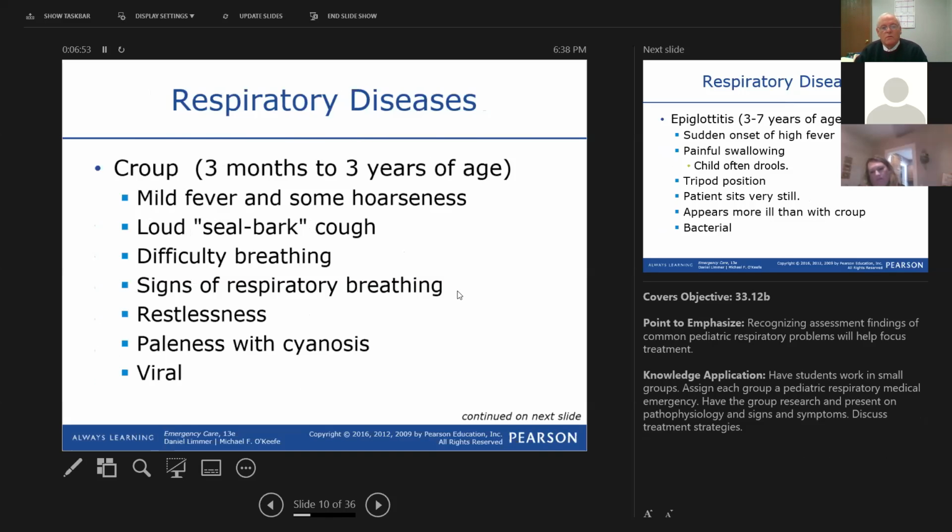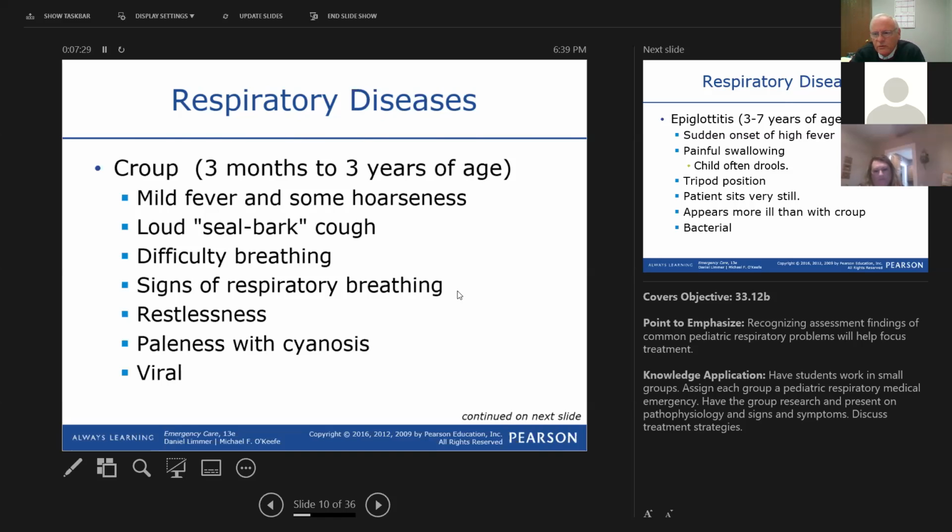So a real common thing that we get called for is croup. The younger kids get croup, and it's also called laryngotracheal bronchitis. But 3 months to 3 years of age is where we normally see this. They'll get a fever, they'll sound hoarse, they get that seal-barking cough, okay? They may have some difficulty breathing. They may get a little restless. They could be pale. Hopefully they're not cyanotic.